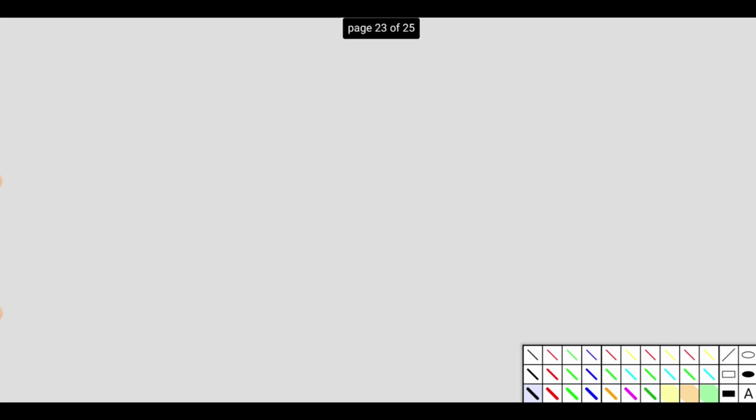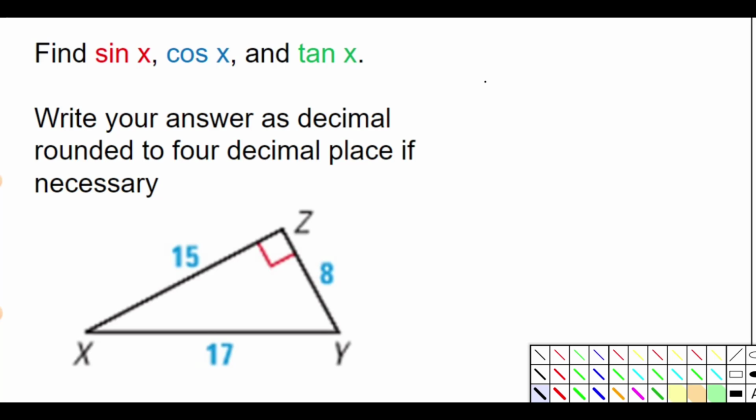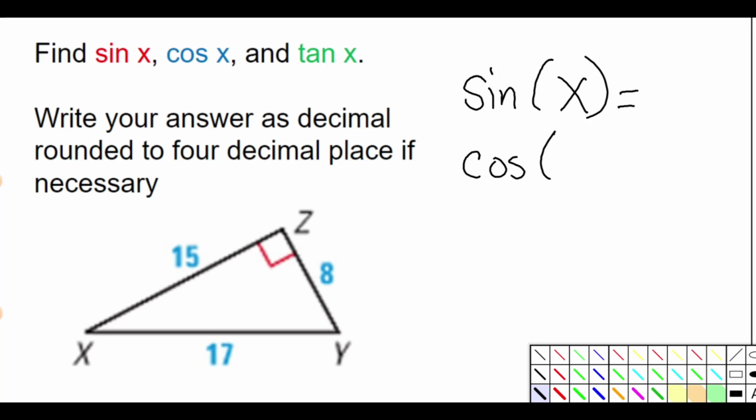Let's try a problem. Let's try a couple. In this problem, we want to find sine x, cosine x, and tangent x. I'm just going to rewrite those over here correctly. I have a little mistake there. So I want sine of, remember we said angle x, so there needs to be an angle x that we're looking for. I'm going to want cosine in this problem of angle x. That's going to be my reference angle.